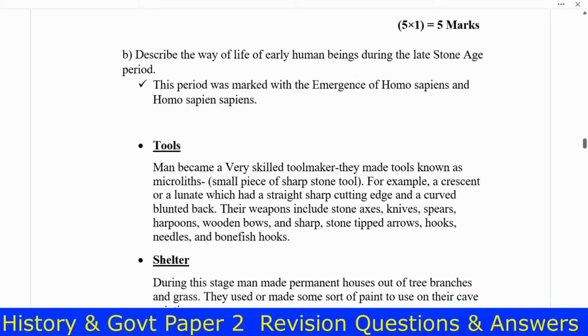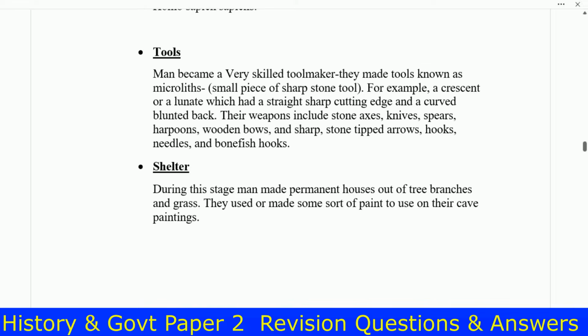Next, describe the way of life of early human beings during the Stone Age period. The period was marked with the emergence of Homo sapiens and Homo sapiens sapiens. This is the late or the New Stone Age period. In terms of tools, man became very skilled at making them. They made tools known as microliths, small pieces of sharp stone tool, for example a crescent or a lunate, which had a straight sharp cutting edge and a curved blunted back.